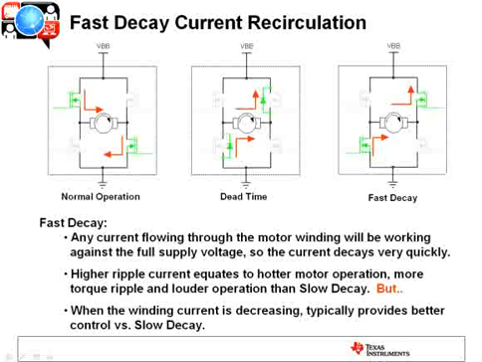So there's some disadvantages to fast decay, but when the winding current is decreasing, fast decay typically provides much better control over the current than slow decay, and that's really important in stepper applications, and I'll show that in just a second.